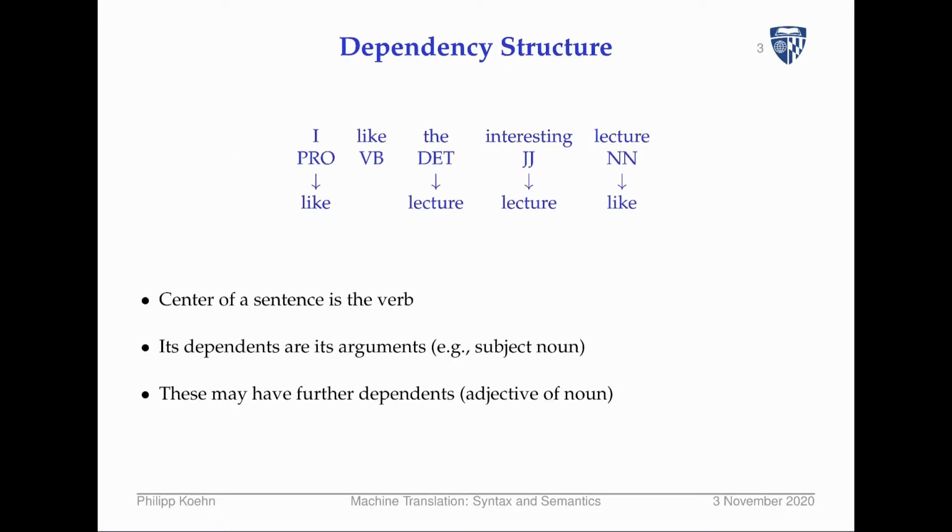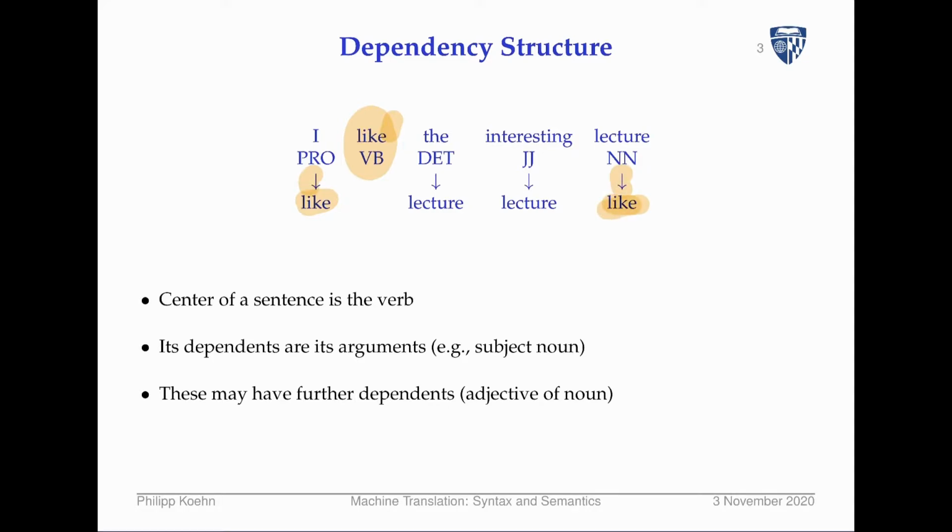Okay, let's first give a little bit more background knowledge about what we talk about when we talk about syntax. So one way to look at syntax is the idea of dependency structure. The idea of that is that at the center of a sentence is a verb. Here, the verb like. That is the center. And then it has arguments. There are words that depend on it. So you see here other words that point to like.